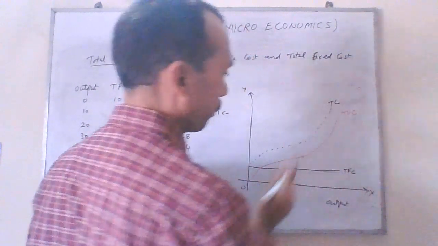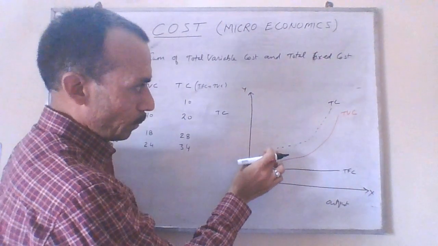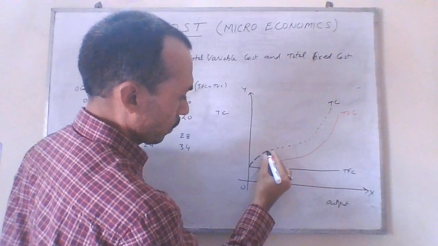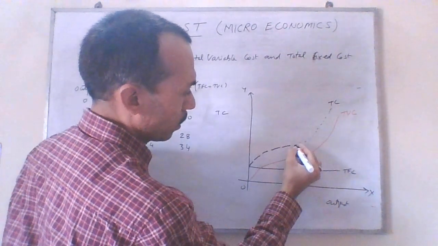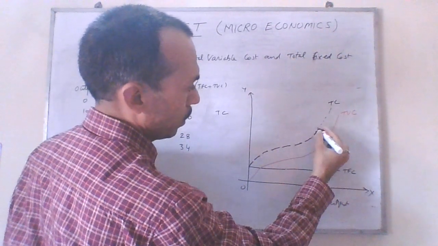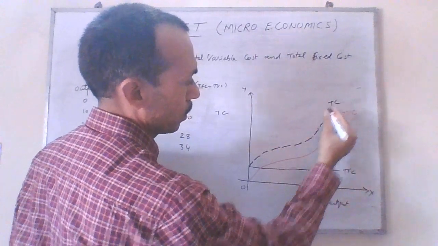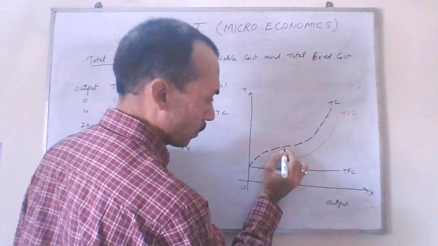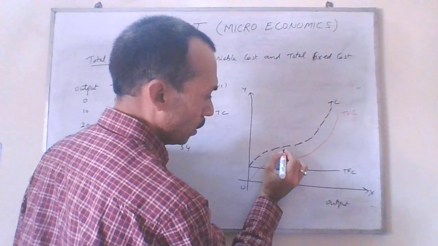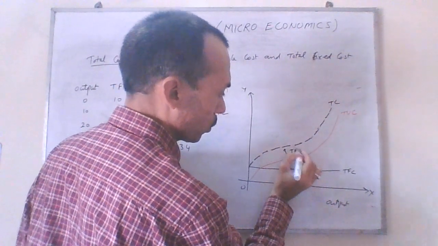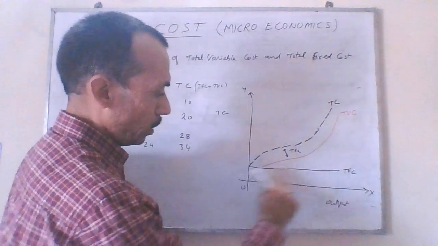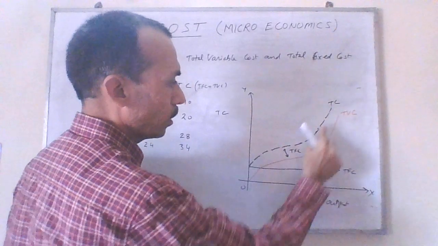This is total cost, the difference of total cost and total variable cost. This is your TC. So the difference of the TVC and TC is what? This is TFC. The gap of this is equal to your total fixed cost. So this is TFC, this is total variable cost, and this is total cost.